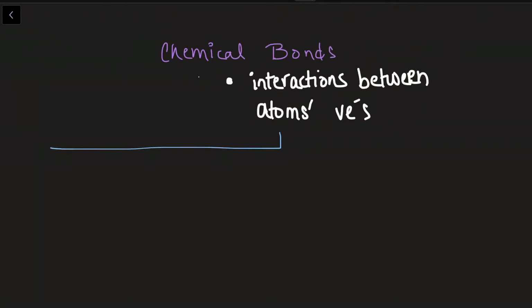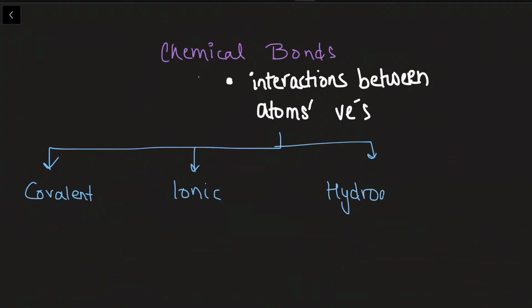Now there are 4 types of chemical bonds that you need to know. Covalent bonds, ionic bonds, hydrogen bonds, and van der Waals interactions.